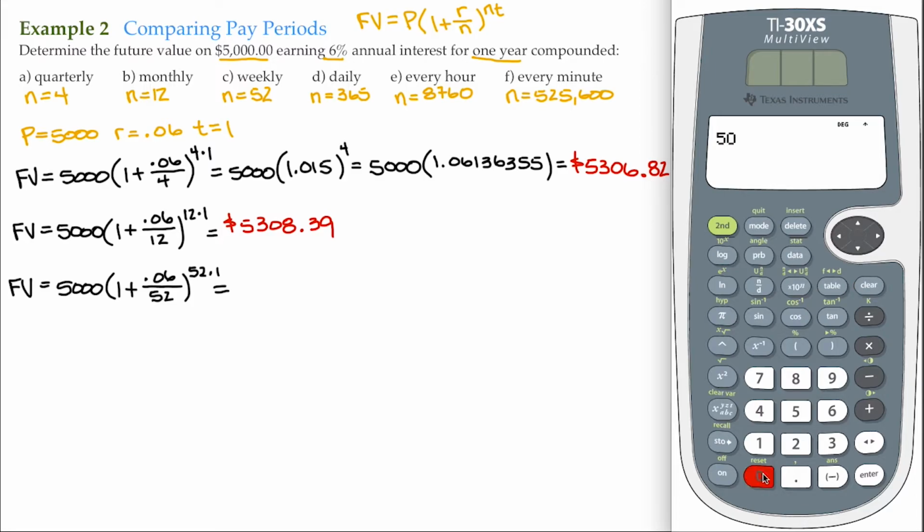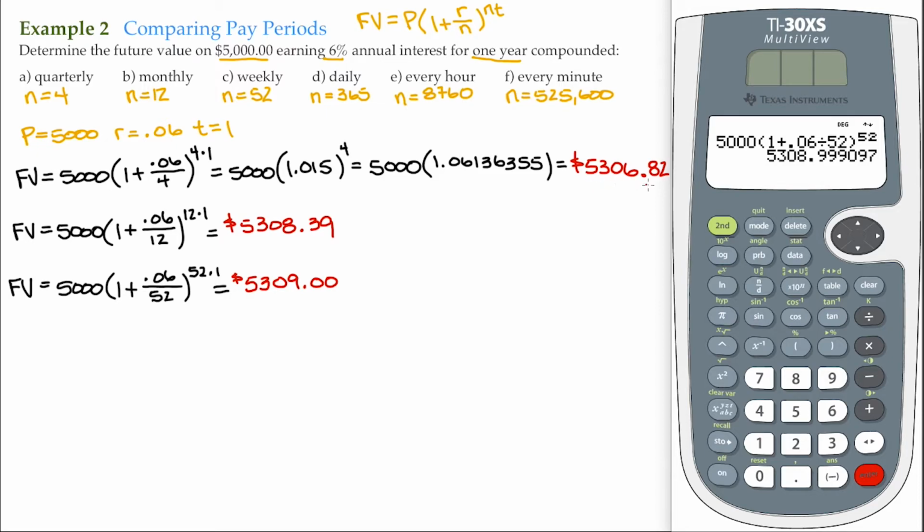So 5,000 times 1 plus 0.06, divide that by 52. Raise it to the 52nd power and hit enter. Again, we're going to round to the nearest penny, so that comes out to be $5,309. Look at that. So we can see it's still going up.